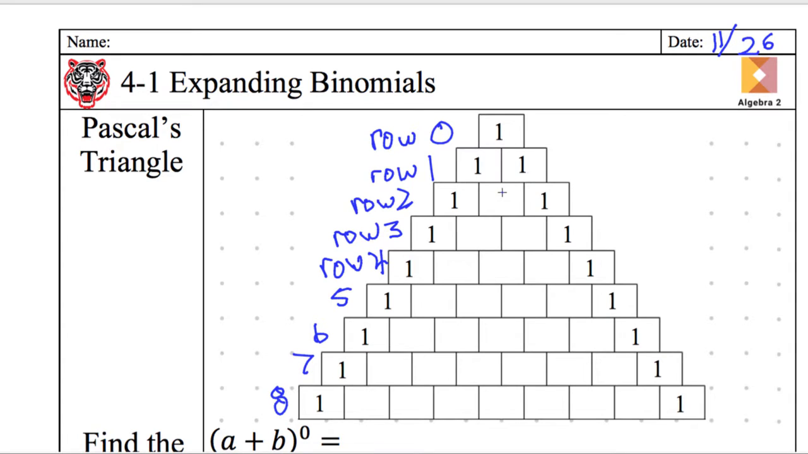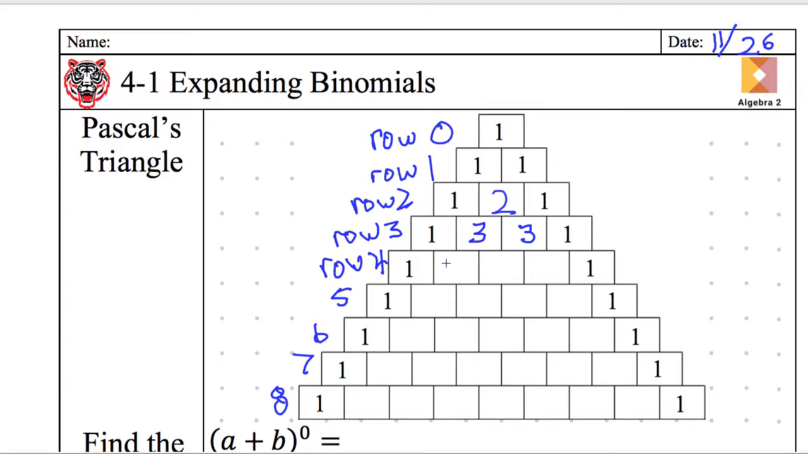The empty blocks are found by looking at the blocks that are touching them directly above. This one and this one are touching the block, which means I just add those two. 1 plus 1 is 2. All right, easy enough. Well, how do I find this block right here? This block right here is being touched by 1 and 2. So 1 plus 2 is 3. This block right here is being touched by 2 and 1, so 2 plus 1 is 3.